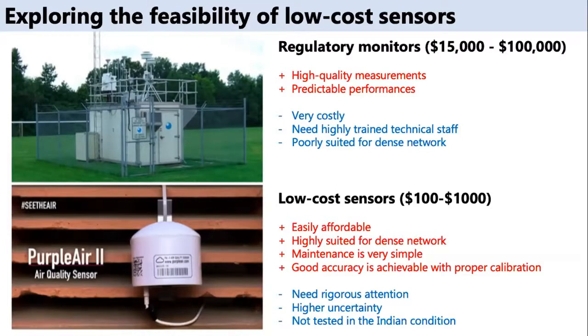On the other side, if you look at the low-cost sensors, they are easily affordable, and typically they cost around $100 to $1,000. They're highly suited for dense networks. Their maintenance is very simple, and that's what is more attractive about these low-cost sensors. And our experience suggests that good accuracy is achievable if we do proper calibration of these low-cost sensors. We will learn more about this particular sensor in this webinar.